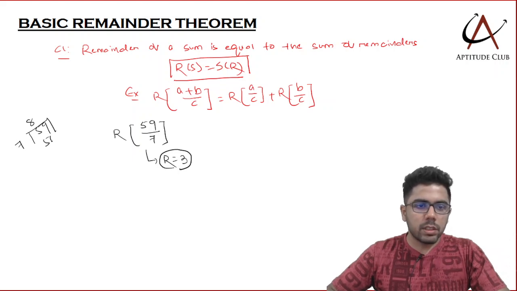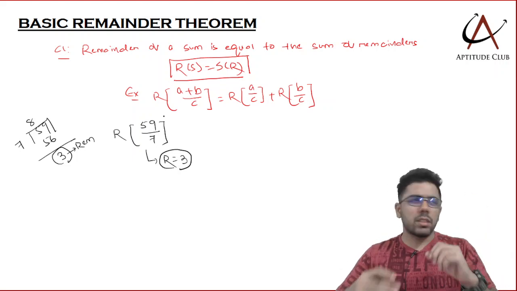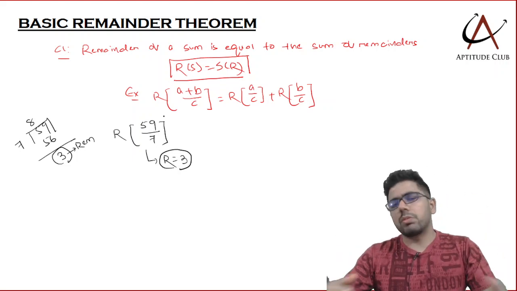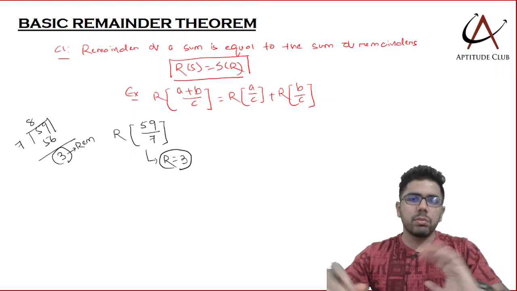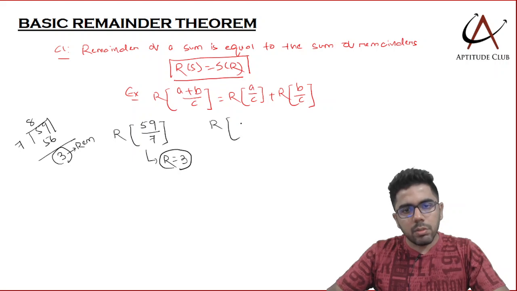7 8s are 56. This is what we call the remainder. Now if I break 59 as a sum of any numbers, not just two, but 3 numbers, 4 numbers, n numbers, however you want, you can break it as a sum. Just for explanation's sake I am breaking it as a sum of two numbers.